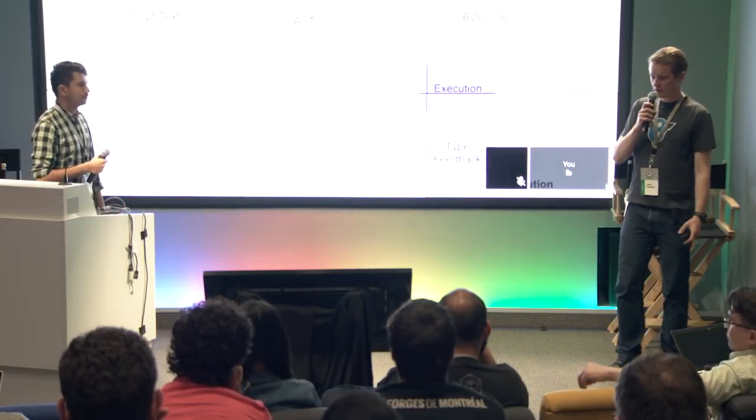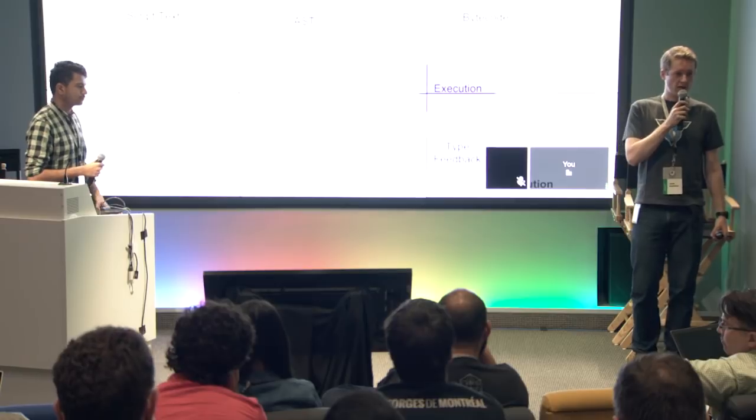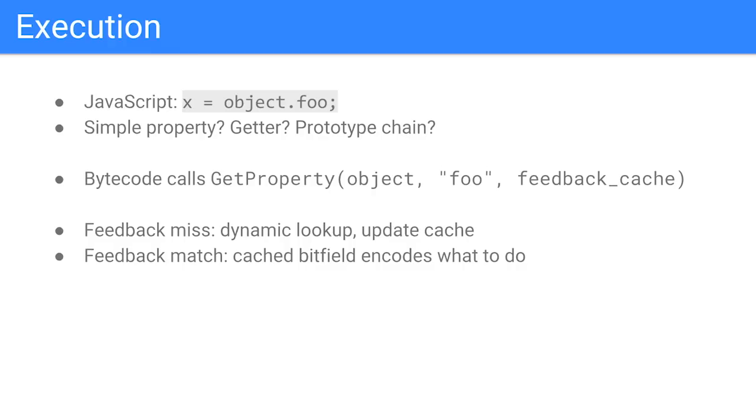Once we have bytecode, we can execute it, and at the same time collect type feedback about it, and I'll explain to you how that works. JavaScript is a dynamic language. That means pretty much anything can change all the time, object shapes and property chains and whatnot. And also, even seemingly simple operations like property loads have quite complex semantics.